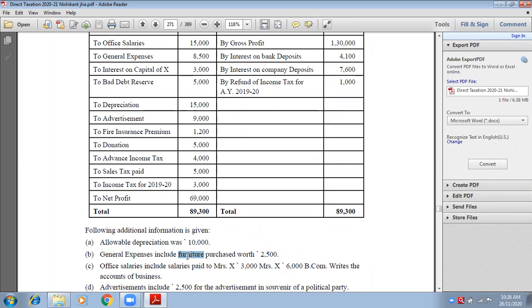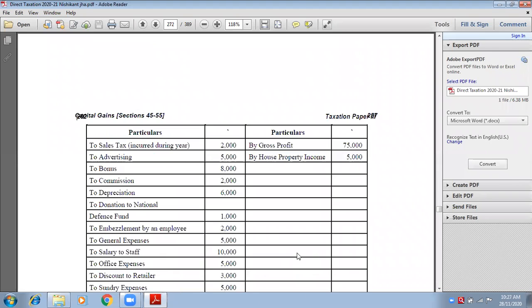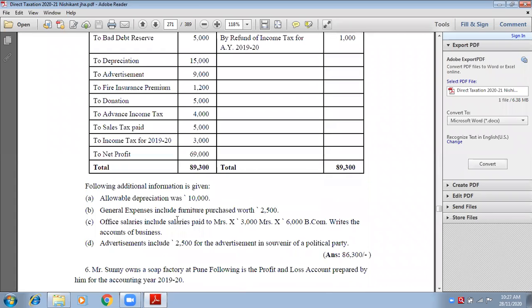So you have to discard this. You have to disallow. So how much is to be disallowed? Tell me. How much is to be disallowed? 2,500. Very good. This amount has to be disallowed. Second adjustment. Because general expenses are okay, but in the general expenses, furniture is included. The expense of the furniture which is included will not be shown in the general expenses. So 2,500 will be disallowed.